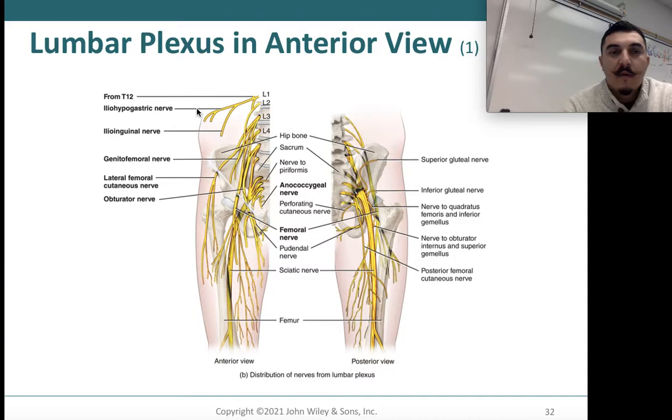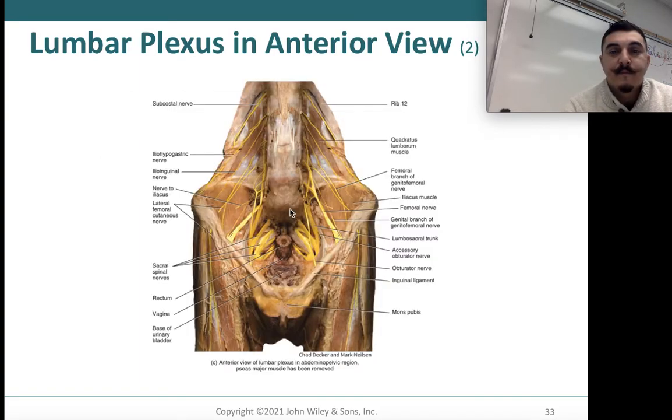So hypogastric nerve, ilioinguinal, genitofemoral nerve. If you're given a lot of these nerve names, and you know the section of where they are because of the muscles and the names, then you're going to know what plexus it's going to be, and you're going to know what area of the spinal cord it's going to be as well. Okay, so that's how you work through that. Femoral nerve, anococcygeal nerve as well.